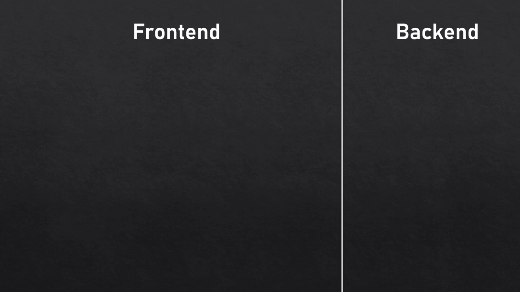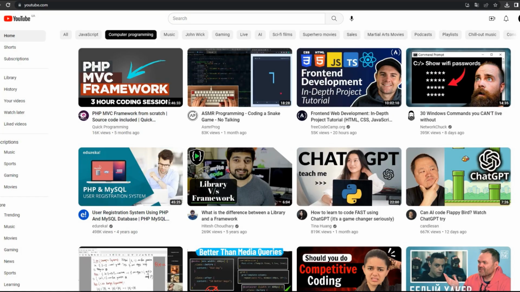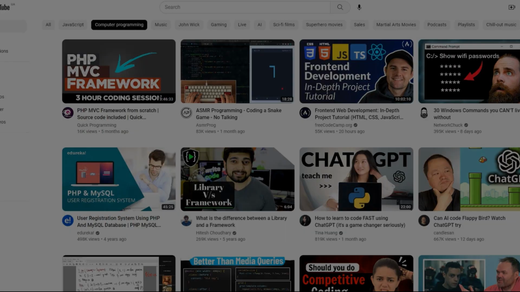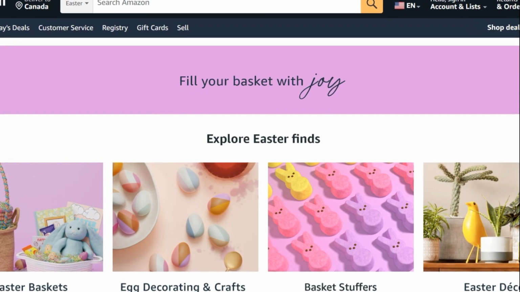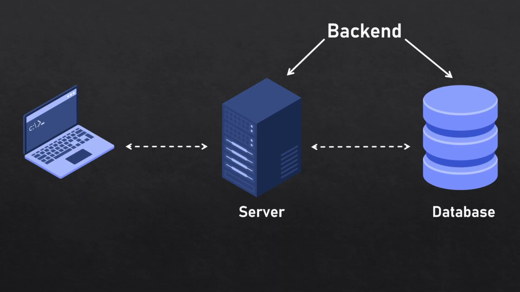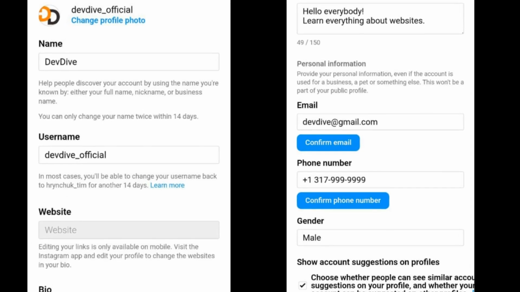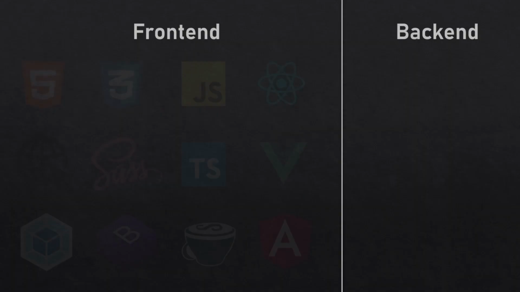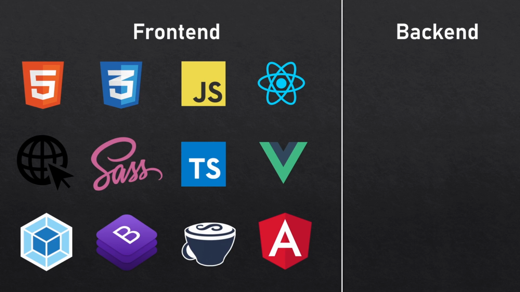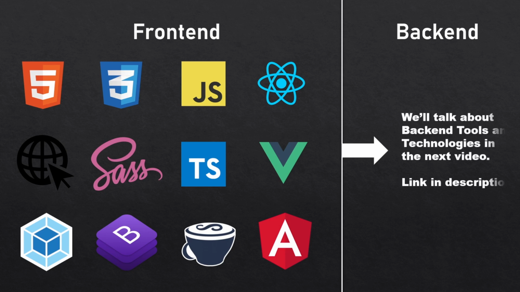Every website can be split up into two parts, the frontend and the backend. The frontend is all the visual stuff you can see on the web page, the images, text, the button. And the backend is what saves and manages your data, for example, your Instagram account info. In this video, I am going to explain all the tools and technologies that are used in the frontend of the web application. And in another video, we'll talk about the backend.